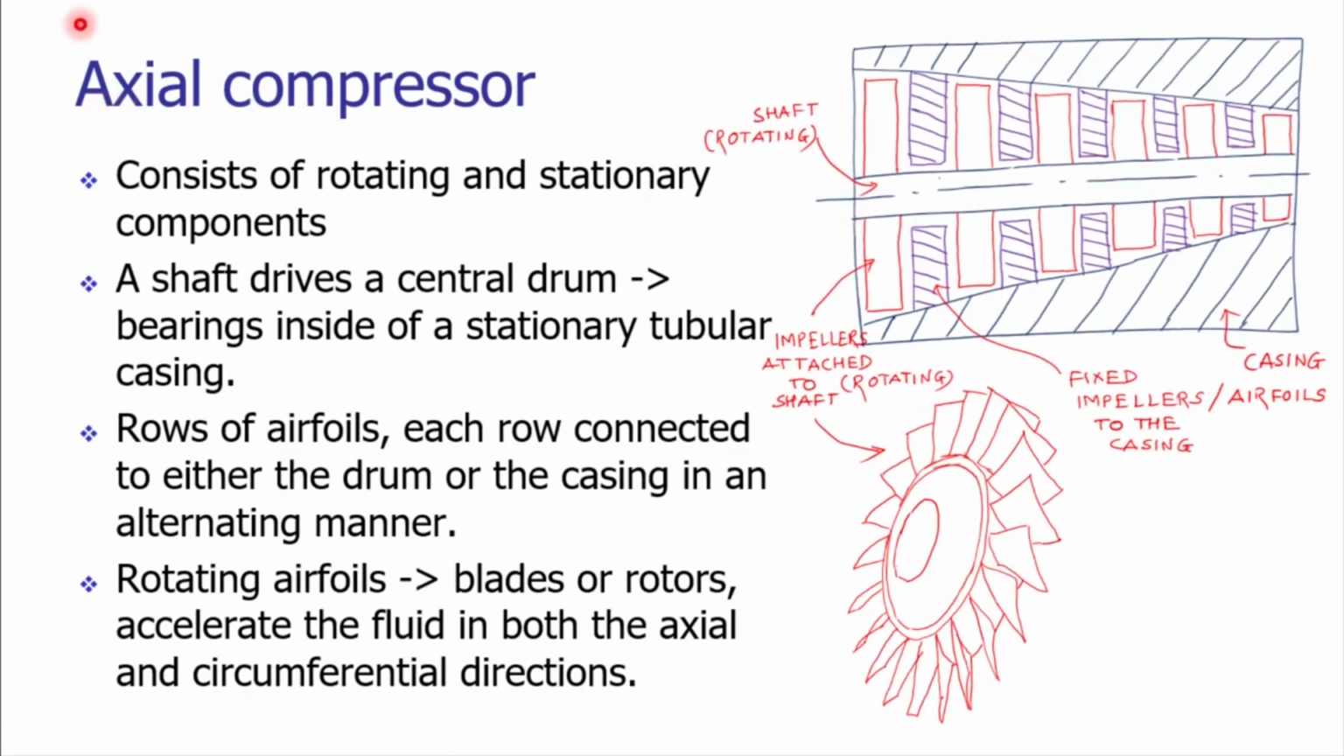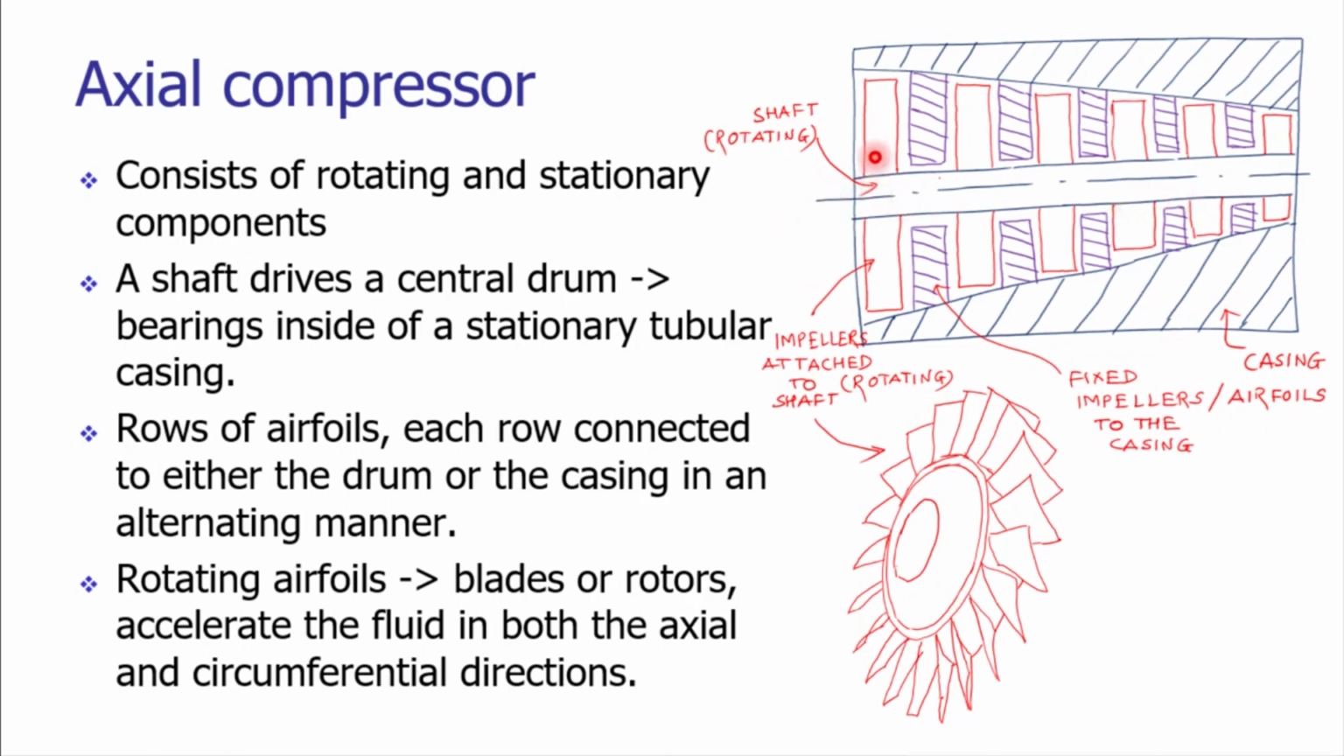The next type of dynamic compressor is the axial compressor. The axial compressor is widely used. It has rotating and stationary components. The typical construction of an axial compressor can be seen on your screen. It has a casing. The casing is housing a shaft. The shaft is supported in the bearings which are there in the casing. The shaft is being rotated by an electric motor.